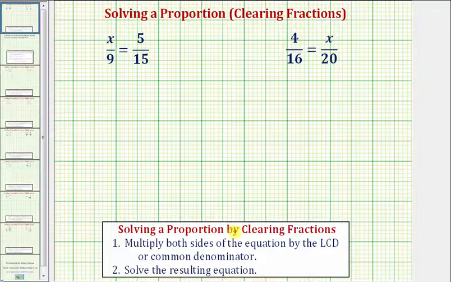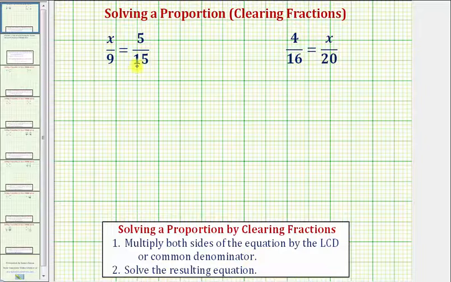So to solve a proportion by clearing fractions, step 1, we're going to multiply both sides of the equation by the LCD, which is the least common denominator. If this is difficult to find, though, we can always multiply by any common denominator. And then step 2, we'll solve the resulting equation.